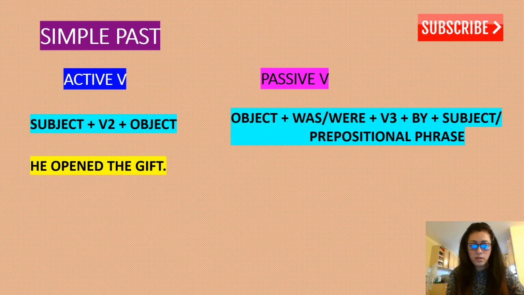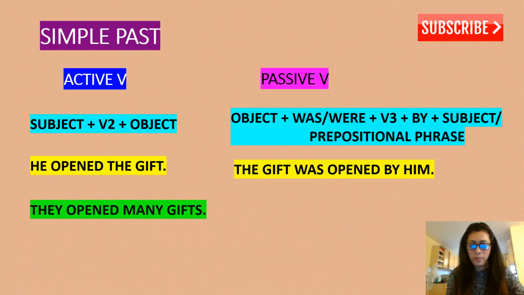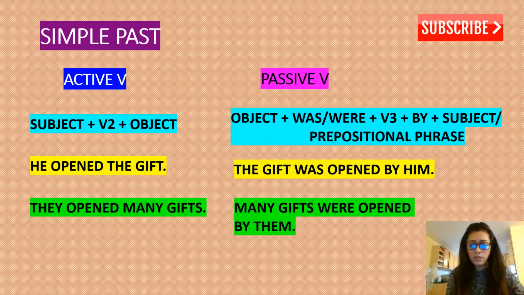The first sentence will be, he opened the gift. Now if I have to change this to passive: the gift was opened by him. They opened many gifts. Many gifts were opened by them.